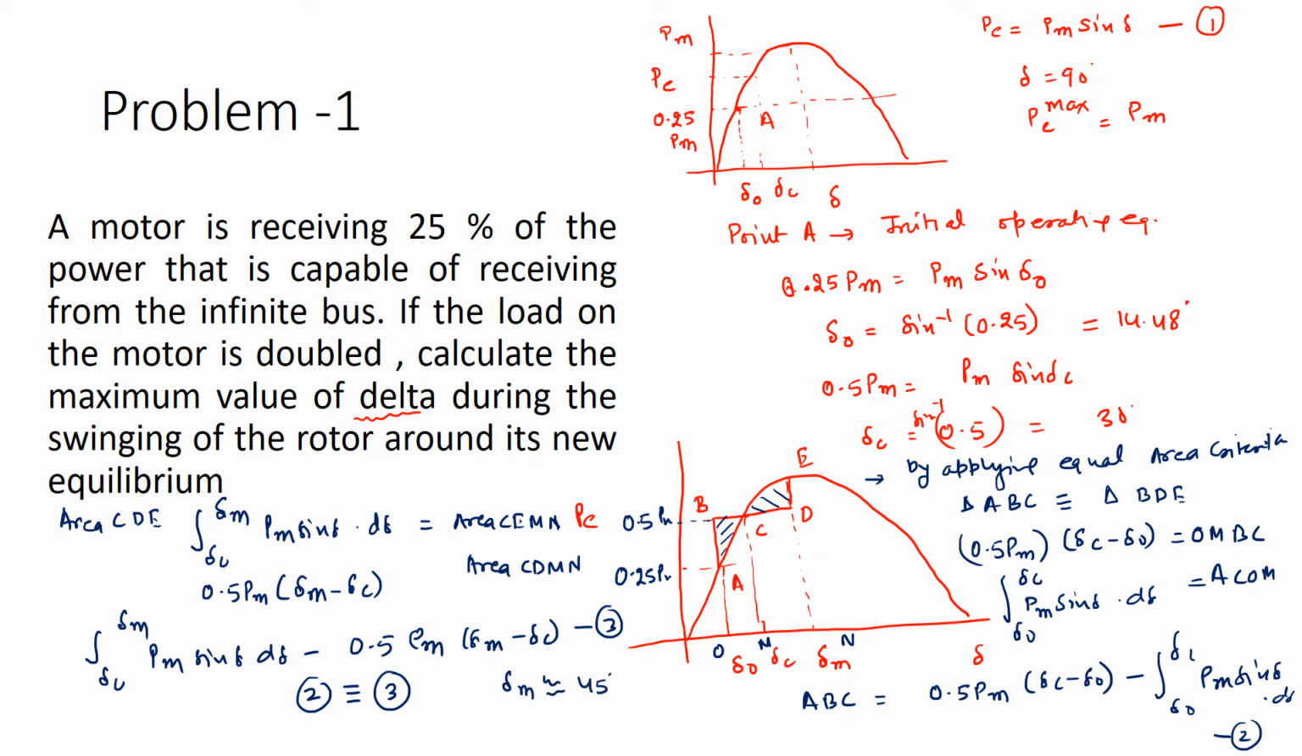So one trick is here. Whenever you are trying to solve these questions, the initial operating point is 14.48. Now the delta C is 30 degrees, and when you further calculate, the answer is 45 degrees. So always remember that delta naught, delta C and delta M will monotonically increase when you are solving such problems. So this is how we can solve this problem.